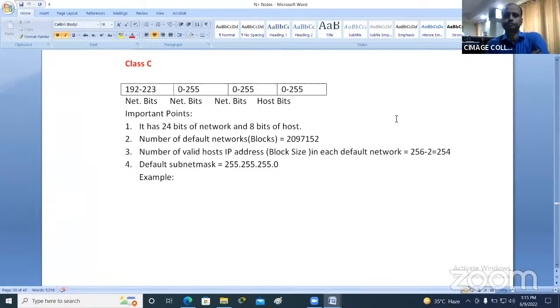Now, this is class C. In class A, the first 8 bits are used for network. In class B, the first 16 bits are used for network. And in the same sequence, in class C, the first 24 bits are used for network. Correct? That's why I have written here network bits, network bits, network bits.